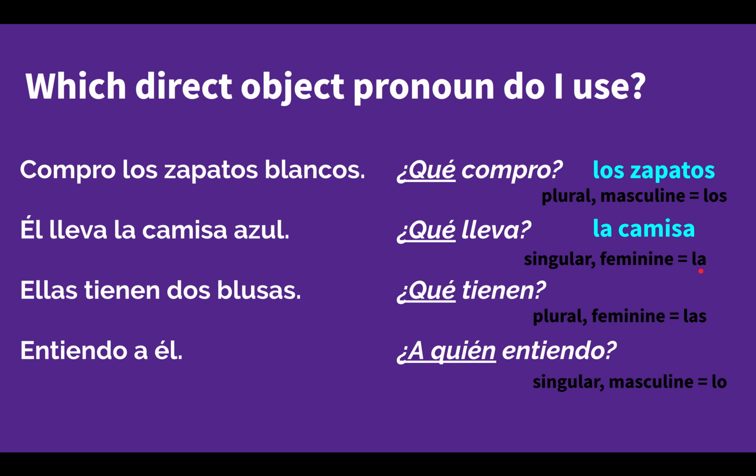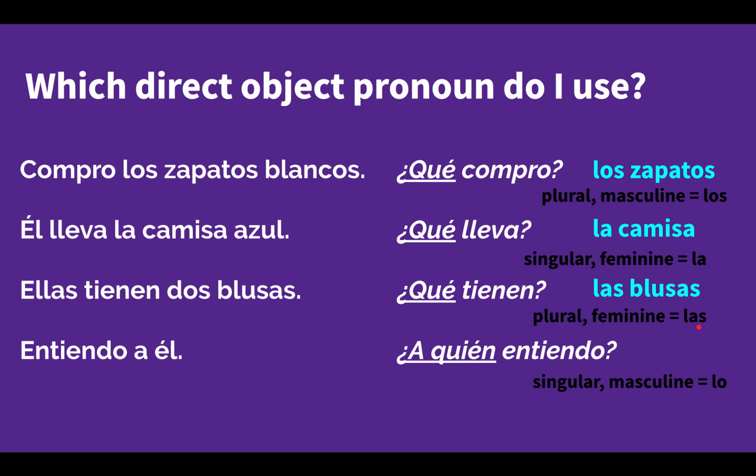Ellas tienen dos blusas. ¿Qué tienen? Las blusas. Las blusas is plural, right side of the column. It is feminine, las, and it means them in this case. They have them being those two shirts. So we're going to use las.